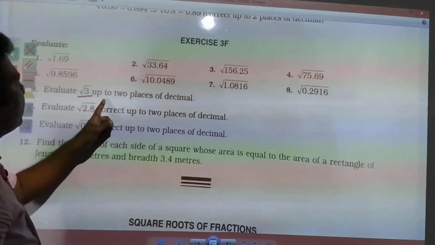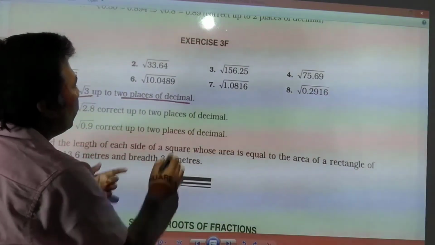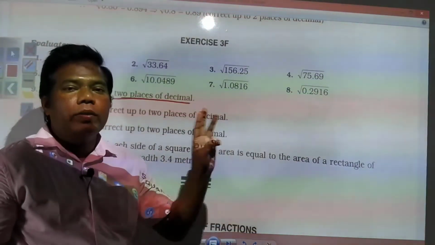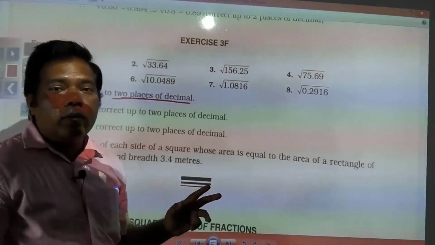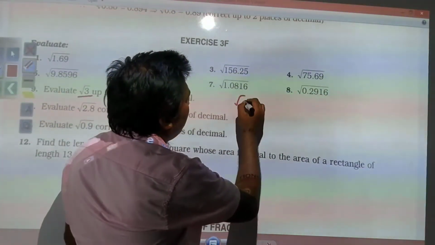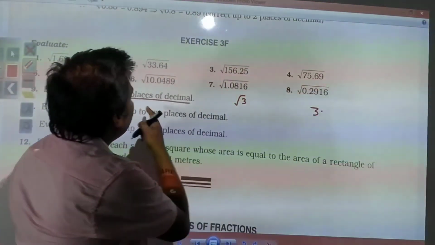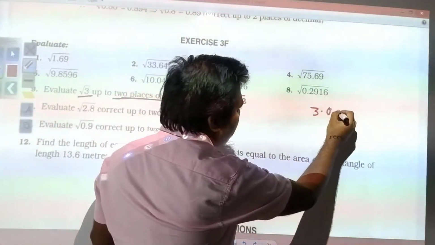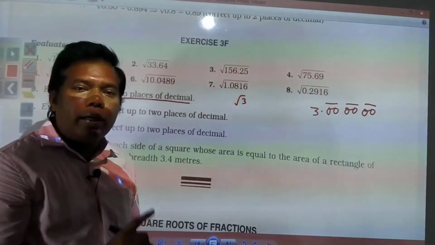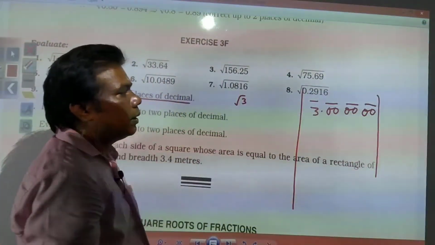evaluate root 3 up to 2 places of decimal. Already it was told to find out, and I hope you must have found out. So if 2 places are there, 3 pairs will be required. It means 3 places you need to find out, and then you need to round off. So just you see root 3 will be equal to 3, decimal places will need to find out first. So 3 pairs will be required. So these zeros you need to write by yourself, and your integral part is 3 and that is single digit.